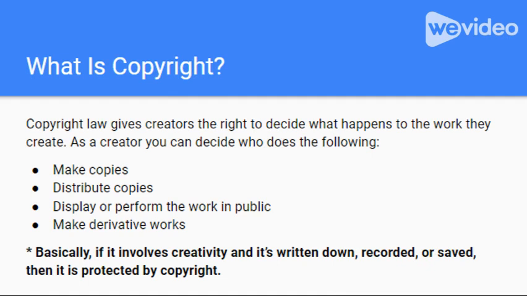What is copyright? Copyright law gives creators the right to decide what happens to the work they create. As a creator, you can decide who does the following: make copies, distribute copies, display or perform the work in public, and make derivative works. Basically, if it involves creativity and it's written down, recorded, or saved, then it is protected by copyright.